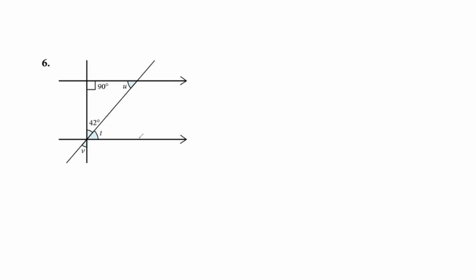Here these two are parallel lines and here 90 is a right angle. If this is 42, what is this? 90 minus 42, so you will get the answer 48, right? So U is 48. If this is 42, this also will be 42, vertically opposite angles. Now U and T are alternate angles, right? So this is also 48. So U is 48, T is 48, and V is 42.